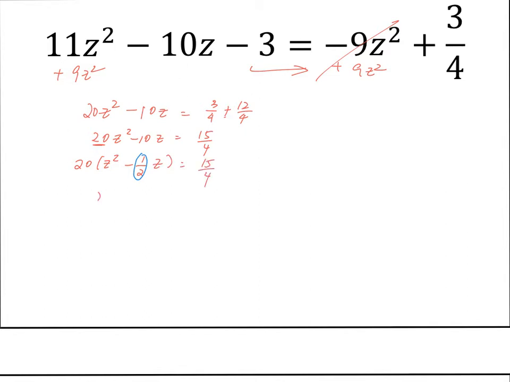And then I can divide 20 to both sides. So this would be 1 times 1 over 20, and I can simplify this. So this would be z squared minus half z equal to 3 over 16. Now I'm ready to complete the square. Okay, this is negative half here. So I'm going to add negative half divided by 2, which is negative 1/4 squared.